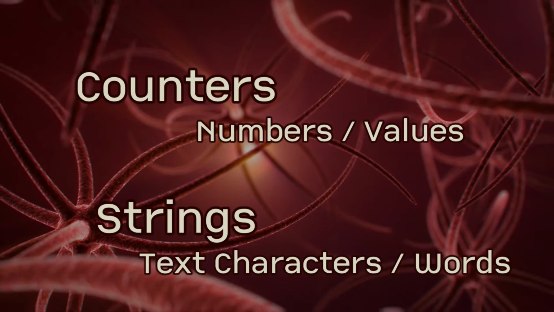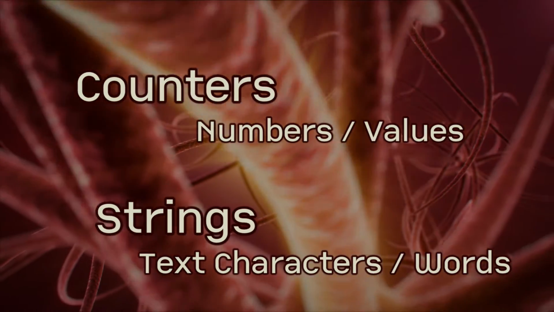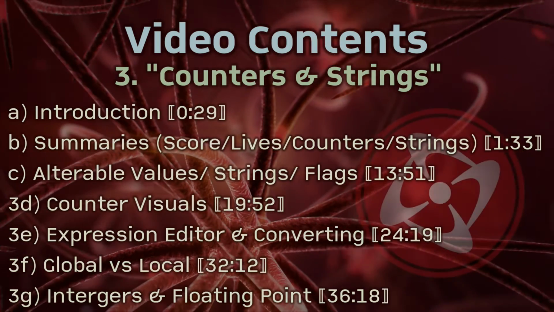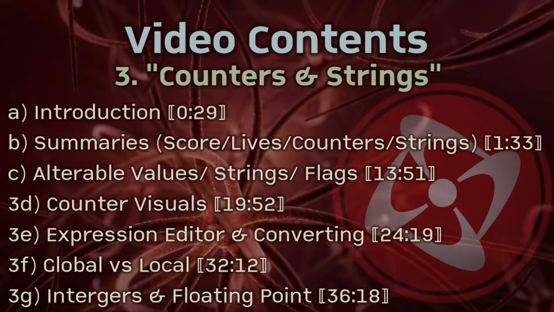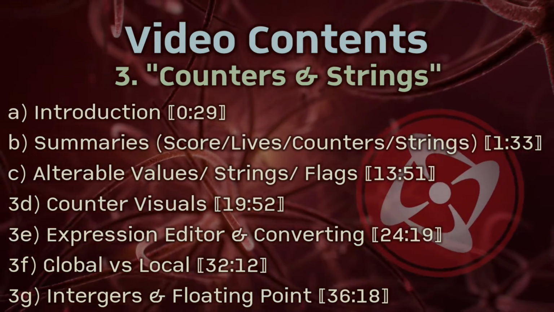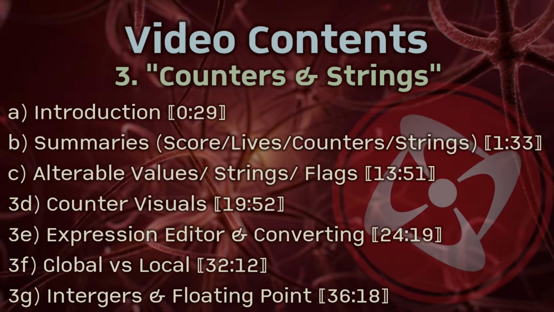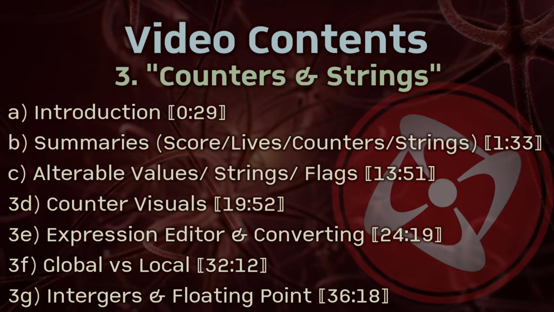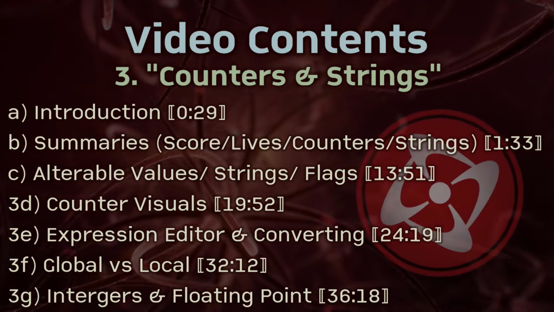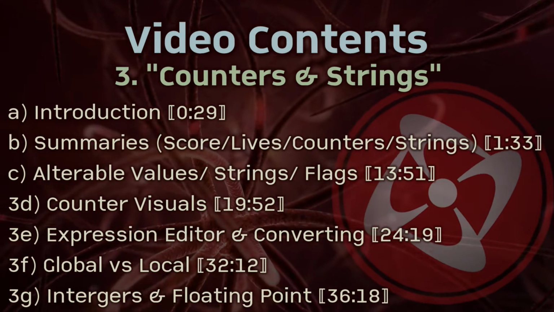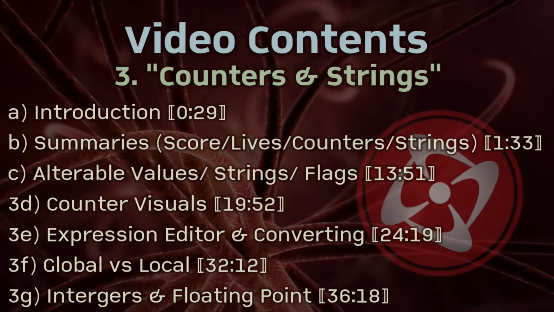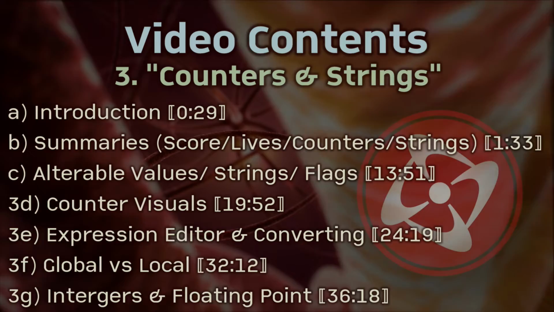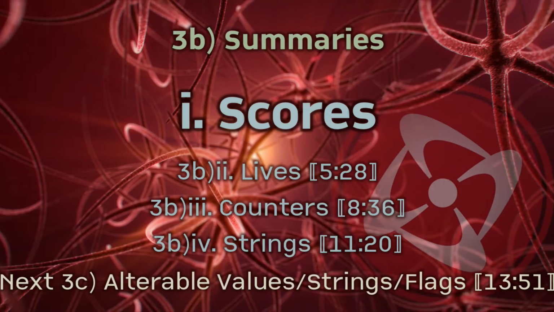As always, we'll start off with the summaries, so you can just watch the first part of the video, and then we'll go more in depth. So we'll be covering score, lives, counters, strings, then alterable strings and values in depth, the counters, visuals, the expression editor, global strings and counters, then looking at the problems you can have with floating point numbers, that's decimals, and using the timer with counters. Let's kick off the 4-part summary with scores.